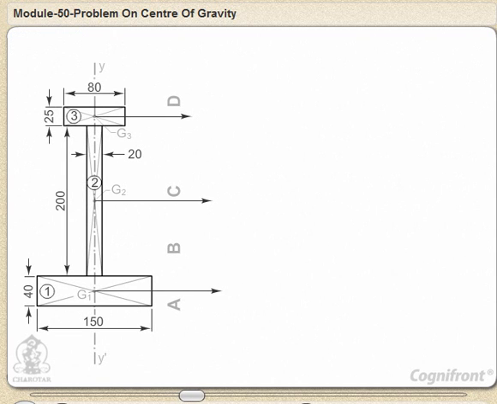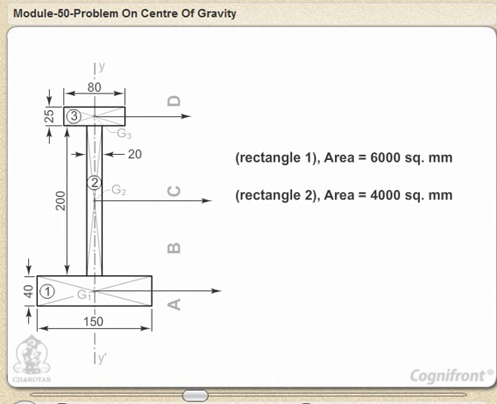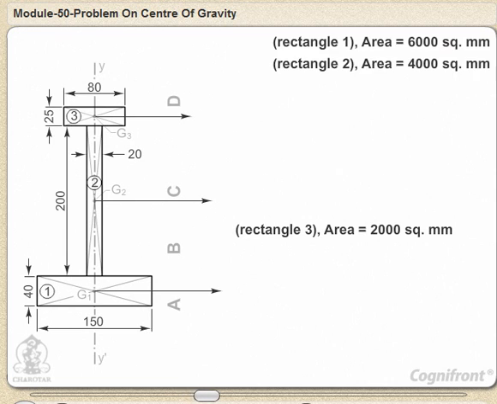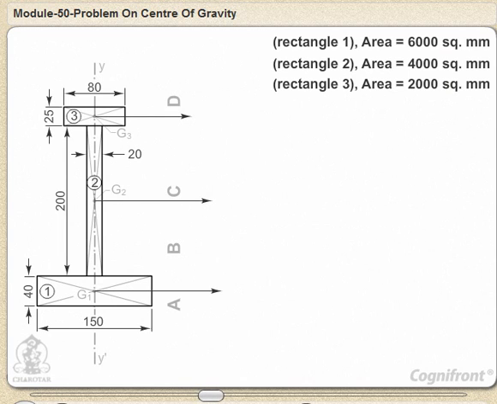Calculate the areas of the rectangles 1, 2 and 3. They will be 6000, 4000 and 2000 square mm respectively.